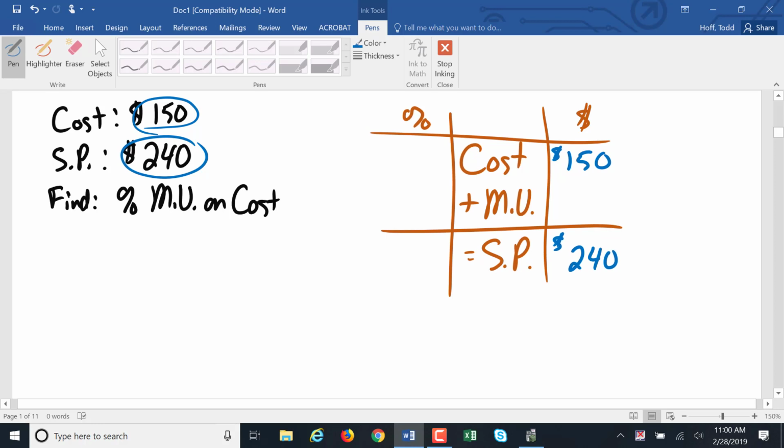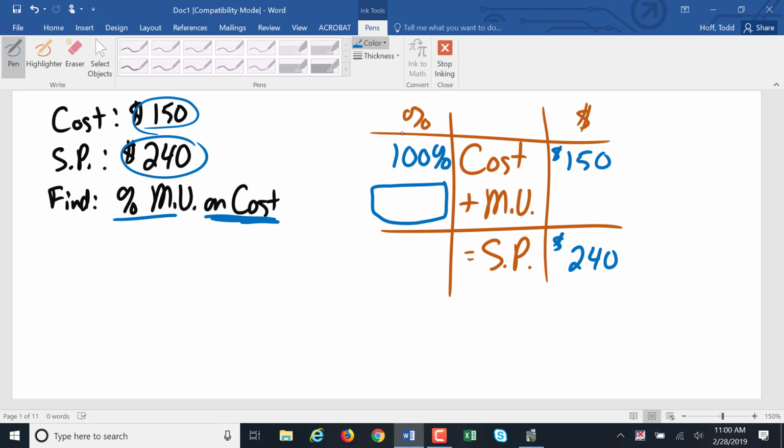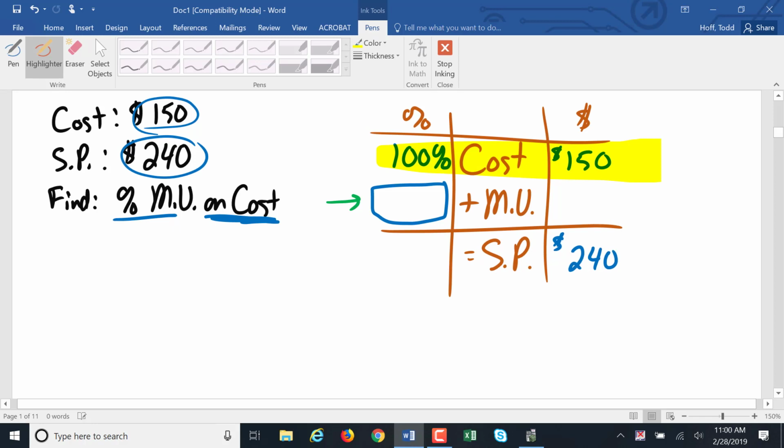Now, it looks like we don't have any other information, but we do. First of all, we're looking for the percent markup. That's the number we're searching for. But it's percent markup on cost. The fact that it states on cost, once again, affirms to us that 100% goes with the cost. We have a row where we have both numbers, the cost. Markup is the row that we're looking for. In order to find that percent markup, we must have the number on the other side over here. Right now we don't, but we can find it.